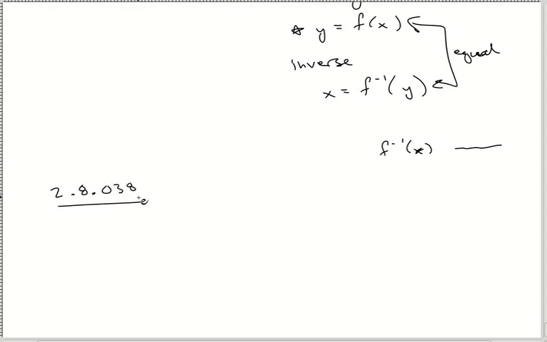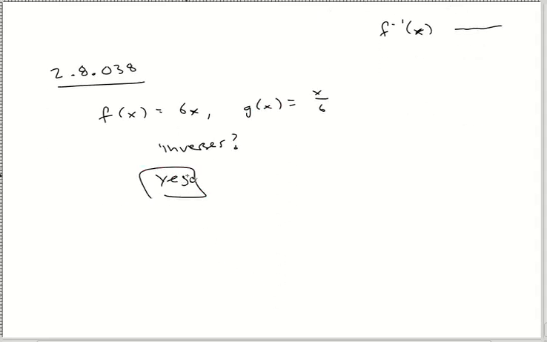2.8.038. So I have f of x is equal to 6x. g of x is equal to x over 6. And they say, are these inverses? Well, yes. You just look at them. Multiplying by 6, dividing by 6. The end. But to double check it, you would have to do f of f inverse of x, and it must result in an x. And just an x. Nothing else. Must result in just an x. And then they would be inverses.